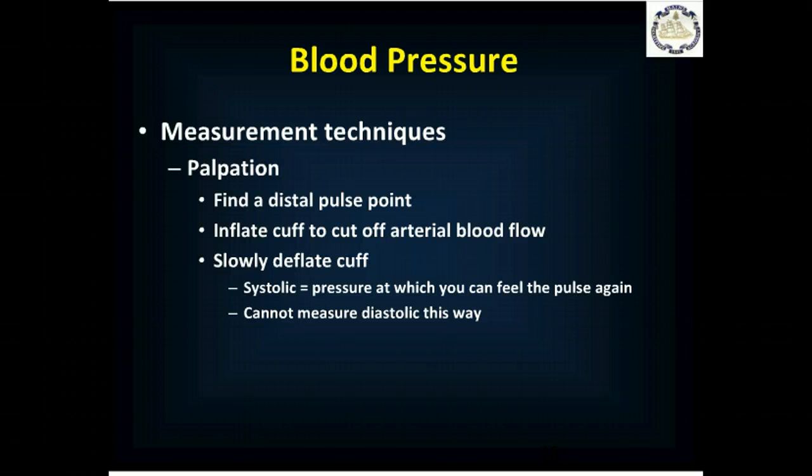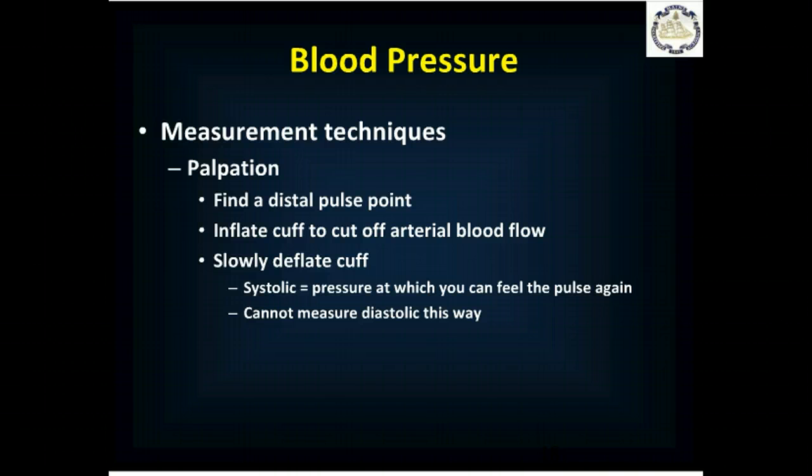You then inflate your blood pressure cuff until that pulse goes away, and then inflate by about another 20 millimeters of mercury or so. And then you slowly let it out, and as soon as you can feel a pulse returning, that's your systolic blood pressure.